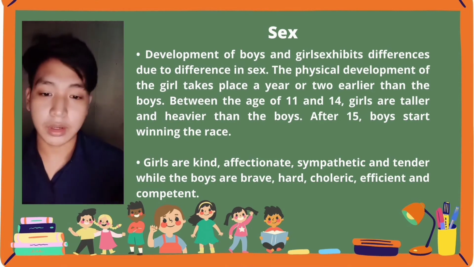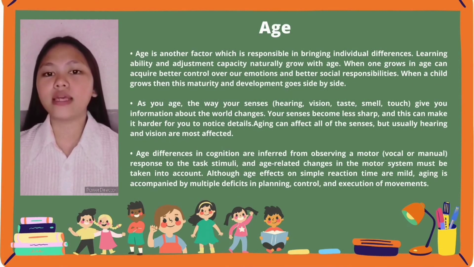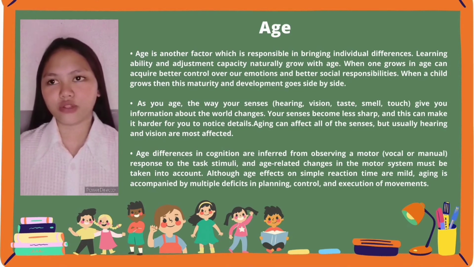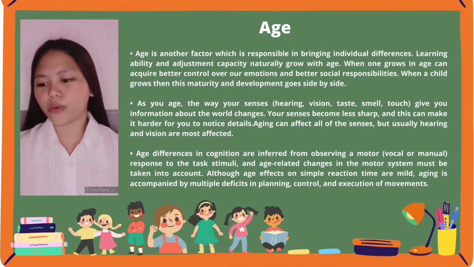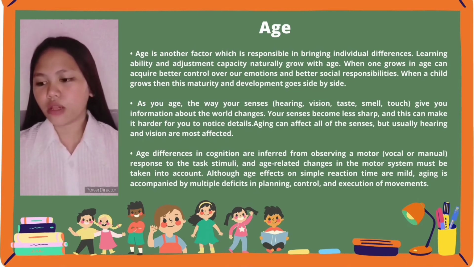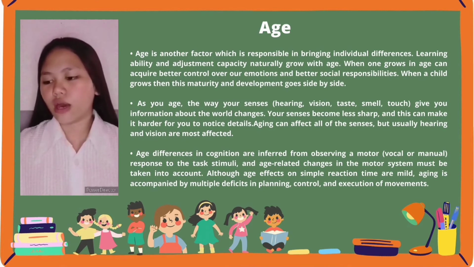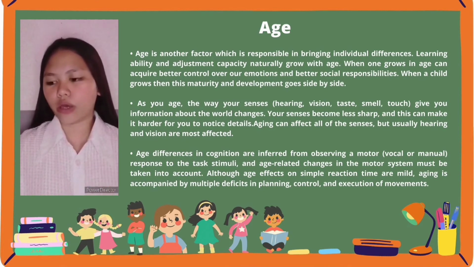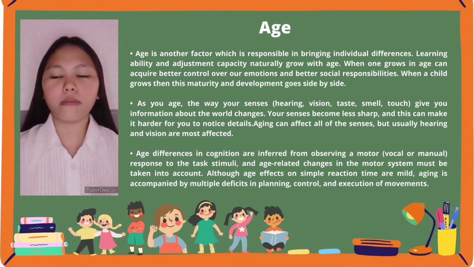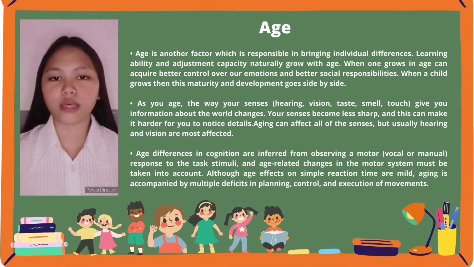So we'll go to the next topic. Good day everyone. Today I'm going to discuss the individual differences of children according to age. Age is another factor which is responsible for bringing about individual differences. Learning ability and adjustment capacity naturally grow with age. When one grows in age, one can acquire better control over emotions and better social responsibilities. When a child grows, maturity and development go side by side.